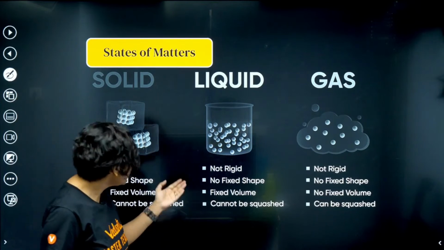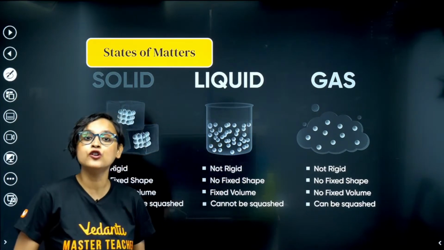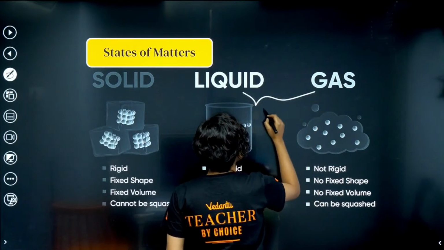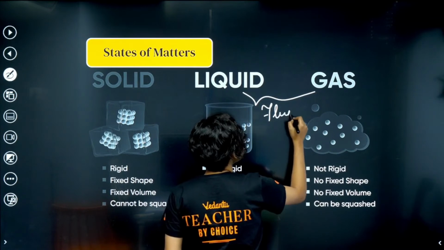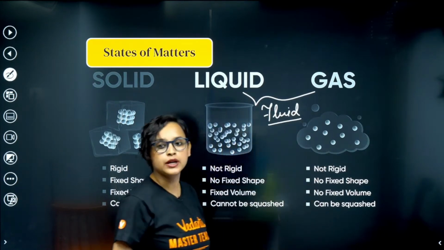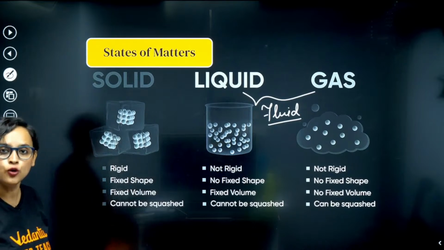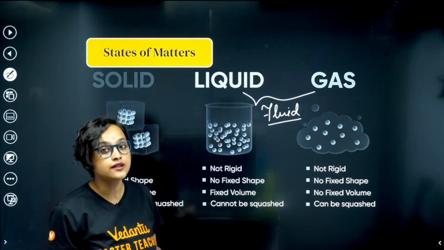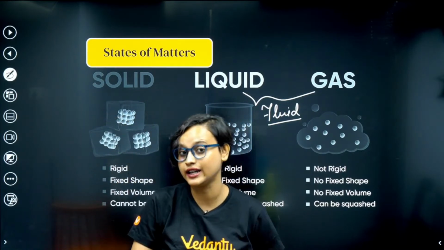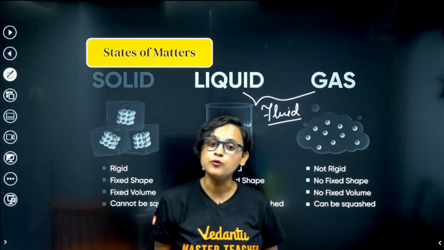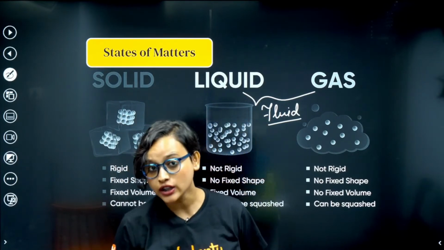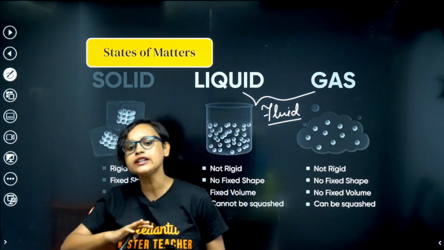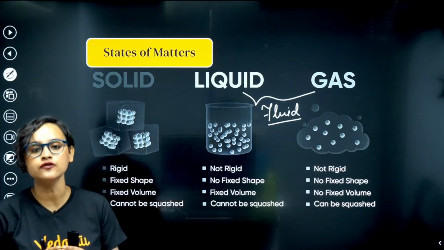Now moving forward to liquid. What about liquid? Liquid is obviously not rigid, right? They flow. Both liquid and gas, they flow and that's why we call them fluid, isn't it? Because they flow, we call them fluid. So liquid is not rigid. They do not have fixed shape. You must have seen that if you keep water in a bucket, it takes the bucket's shape. If you keep water in a bottle, it takes the shape of the bottle. If you keep it in a mug, it takes the shape of the mug, right? Yes, so it keeps changing its shape. That means it does not have a fixed shape.